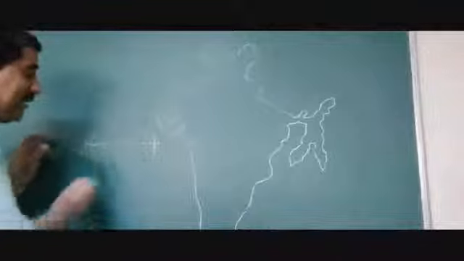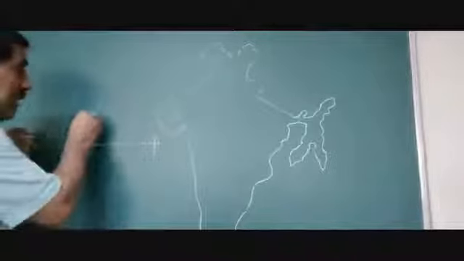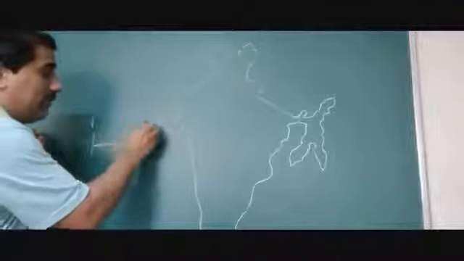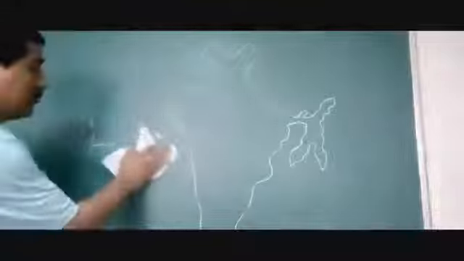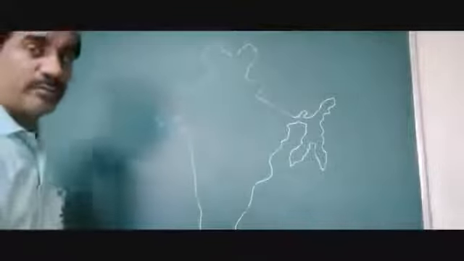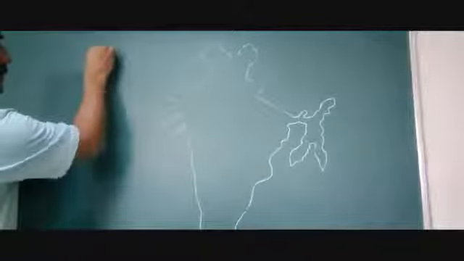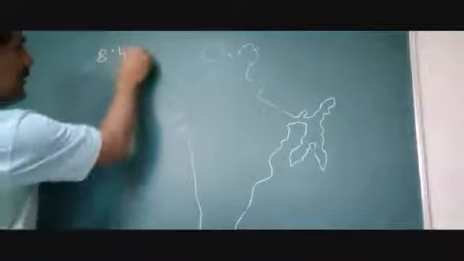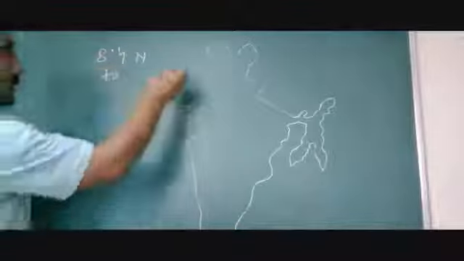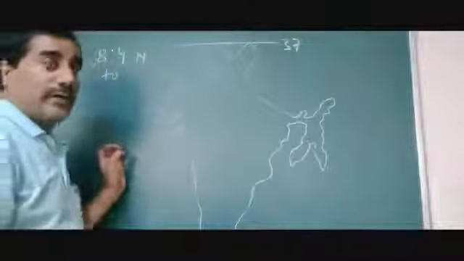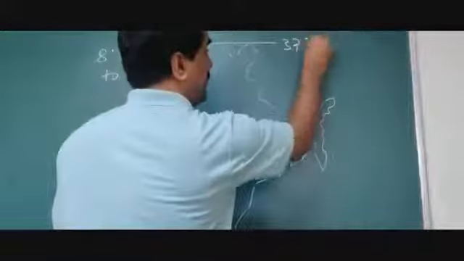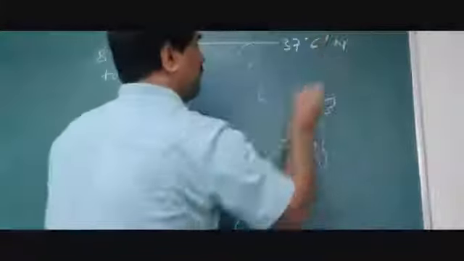Suppose a line is located like this, and its length is 1 to 5 centimeters. We calculate from here: 1, 2, 3, 4, 5. In the same way, we calculate India's latitude extent from the bottom part. That value is 8 degrees 4 minutes. The last latitude which touches our top border, that value is 37 degrees 6 minutes.